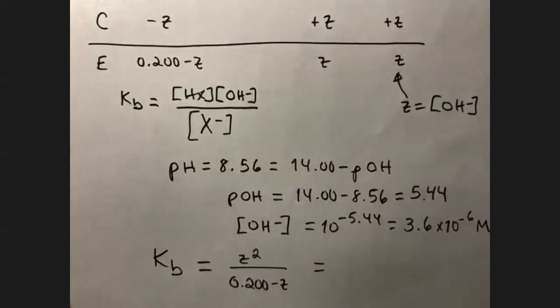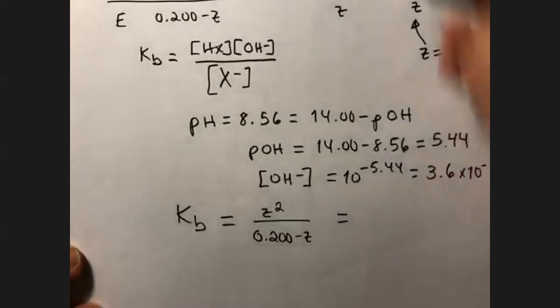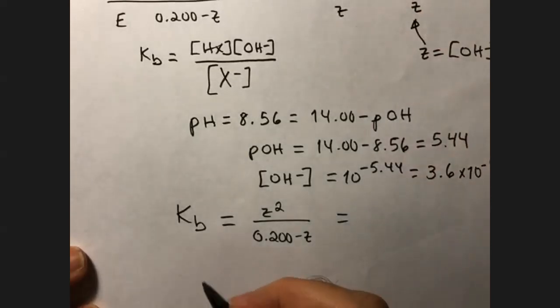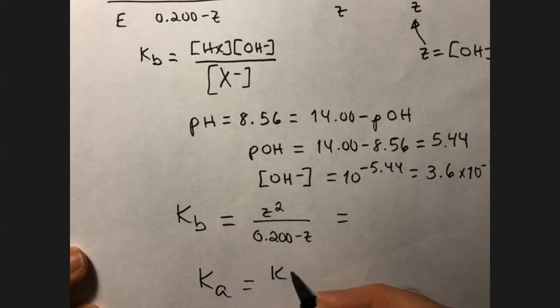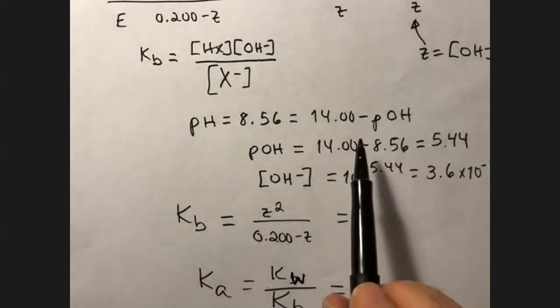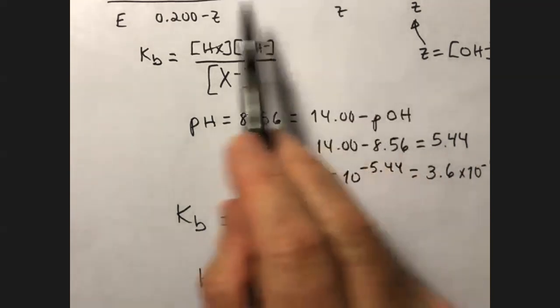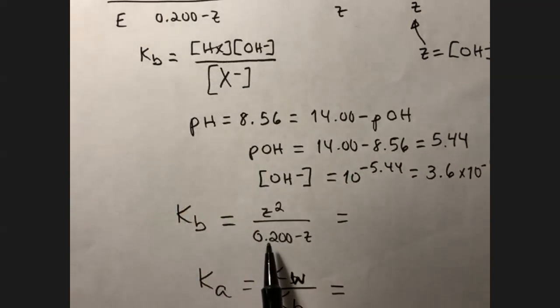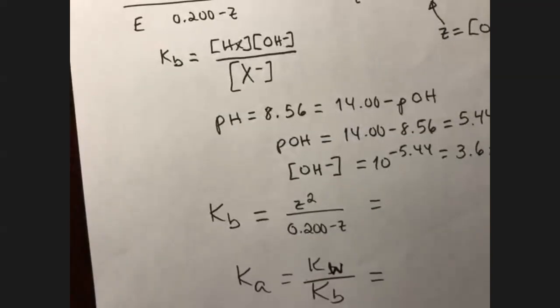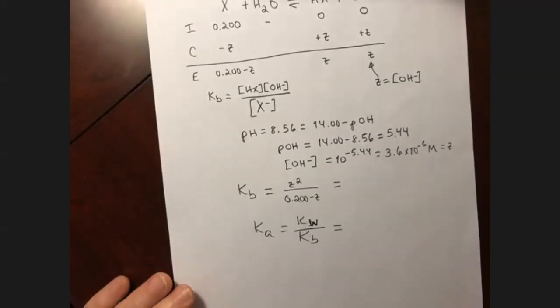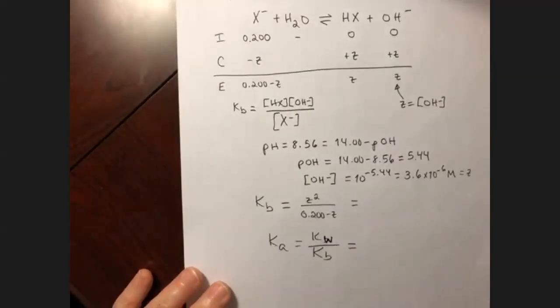But that was not the thing they asked us for. They asked us for Ka of the acid HX. How do we get that? Well, remember that Ka is Kw over Kb. So again, the pH allows us to calculate the hydroxide ion concentration, which based on the ICE table allows us to calculate a Kb constant. And then from there, you can get the value of Ka.